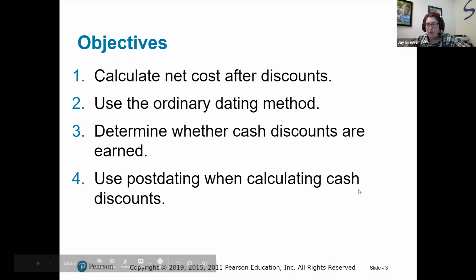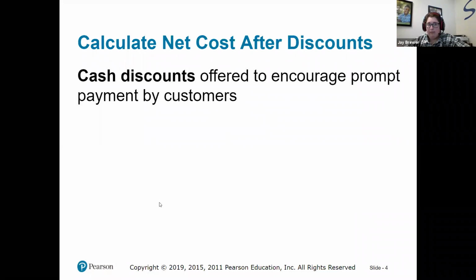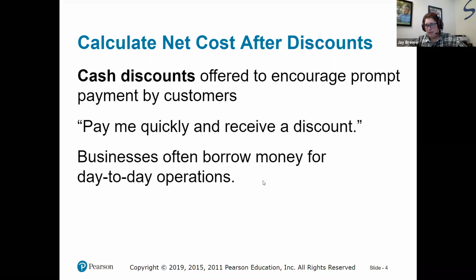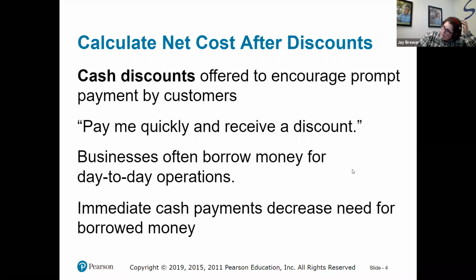Get ready to have your minds totally confused. That's the objective they didn't put down there for number 5. Calculate net cost after discounts. Cash discounts offered to encourage prompt payment by customers. I think I showed you guys that on that one invoice, right? The 1% for 15 days and then the net for 30. So basically, pay me quickly and receive a discount. Businesses often borrow money for day-to-day operations. Immediate cash payments decrease need for borrowed money.